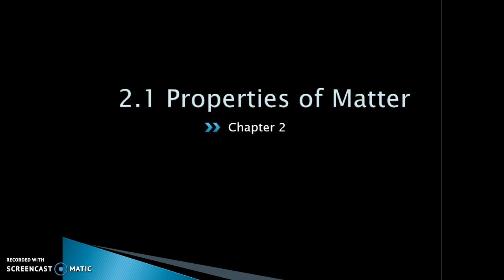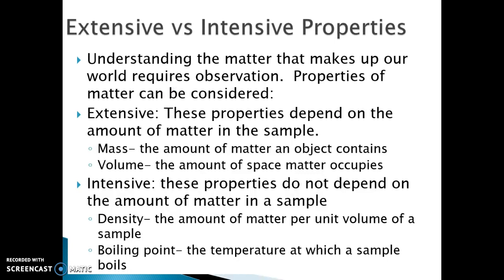So when we're talking about properties of matter, the first thing you need to know the difference between is what we call an extensive and an intensive property. An extensive property is a property that depends on the amount of matter in the sample. The 2 best examples for extensive properties are mass and volume. The mass of an object is the amount of matter it takes up, and the volume of an object is the amount of space that it occupies.